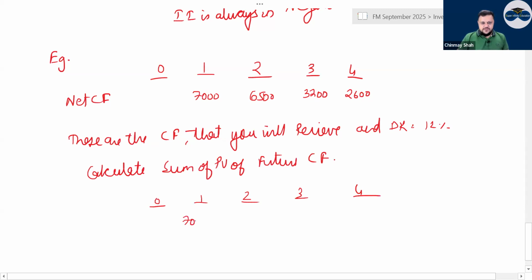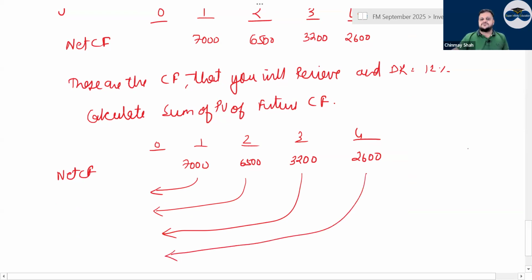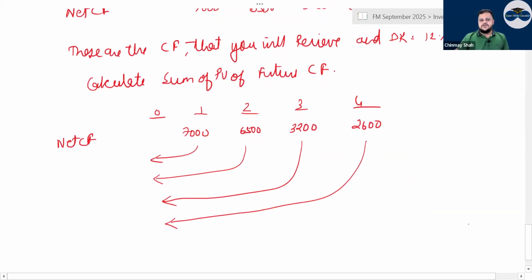Pull those cash flows. 7,000, 6,500, 3,200, 2,600. These are the net cash flows. Chalo, you have to pull 7,000 back one time. That means 12%, one time or 1 year. 6,500, 12%, 2 years. 3,200, 12%, 3 years. 2,600, 12%, 4 years. Do you need my help here?